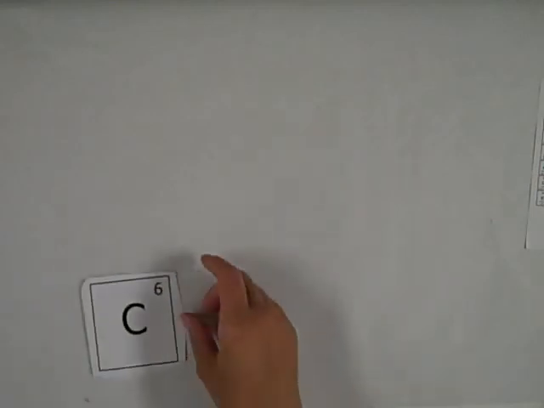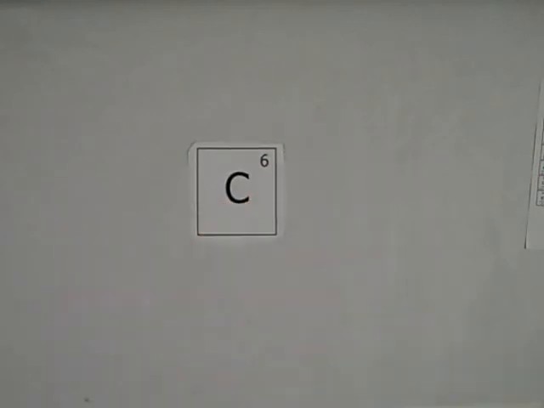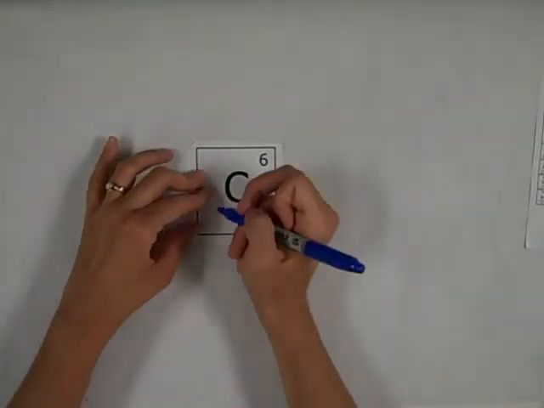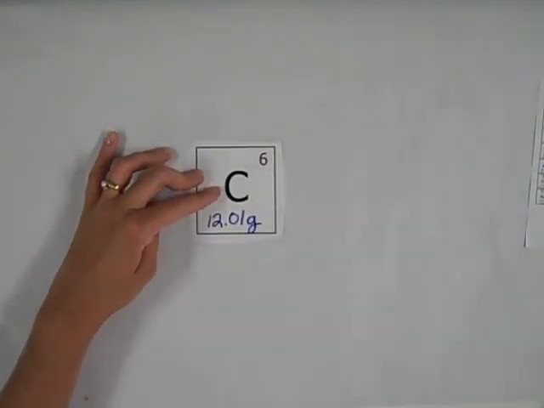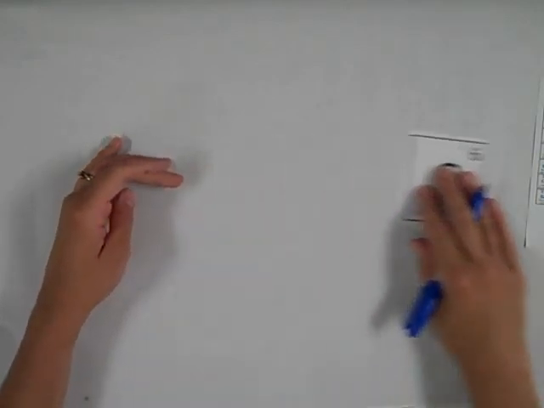Here's the key point. The atomic mass, so let's say we're talking carbon. Instead of apples, we're talking carbon. The atomic mass of an element, expressed in grams, is the mass of a mole of that element. So 1 mole of carbon would equal 12.01 grams. Every element has a different atomic mass, so 1 mole of every element is equal to a different number of grams.